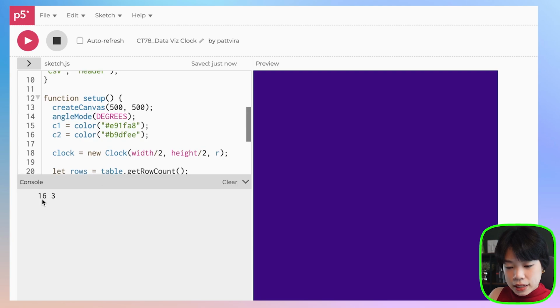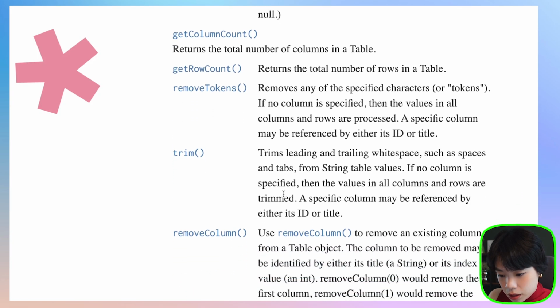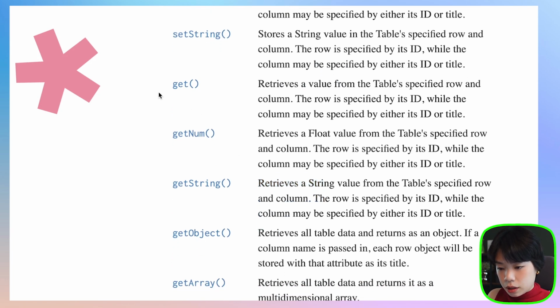So we get 16 rows and 3 columns, which is exactly what we have. All right, so now how can we actually pull out the data? Let's see what other methods we need. The ones I want you to focus on, there are 3. There's getNum, and there's getString.